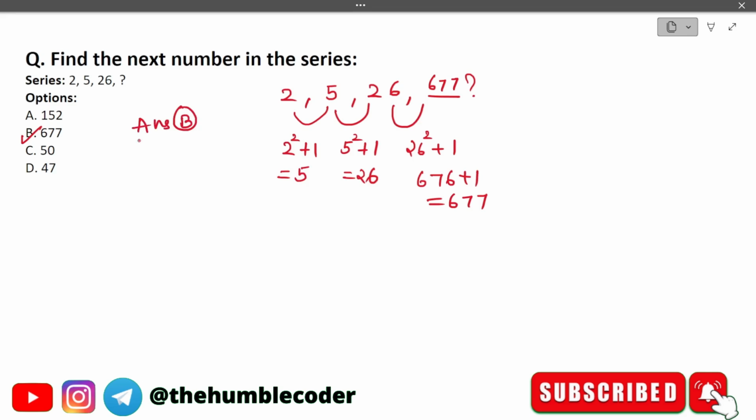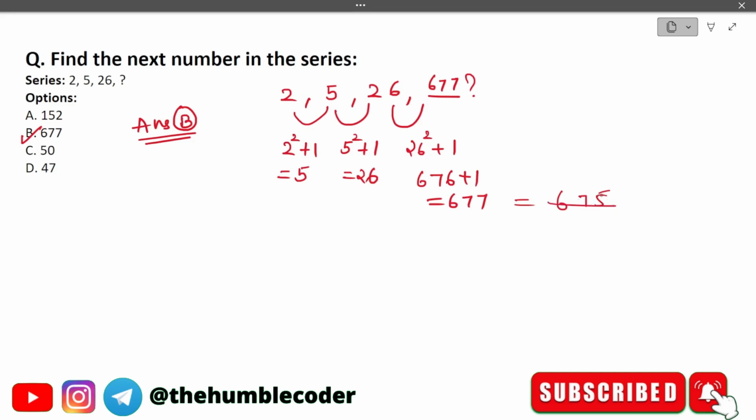Guys, also make sure that in exams you do the calculations very correctly, because sometimes your logic and reasoning are all correct, but you are in such a hurry that you make mistakes in calculations, and because of that your final answer will be wrong. In this question the options were totally different, so it would not be a big deal. If you had made a mistake in the calculation, you would have got something around 675, right? So at least you can understand this is near to this one.